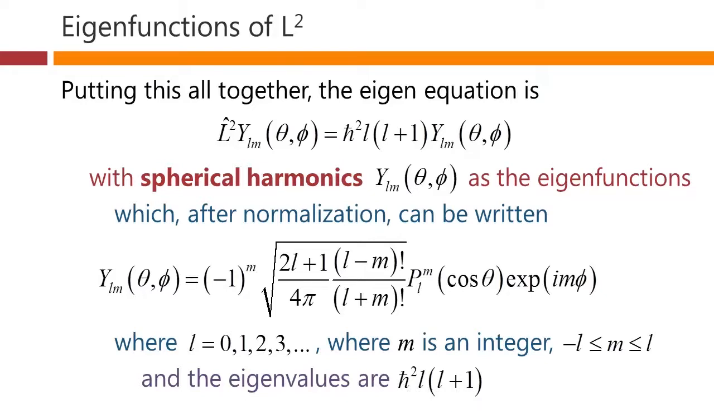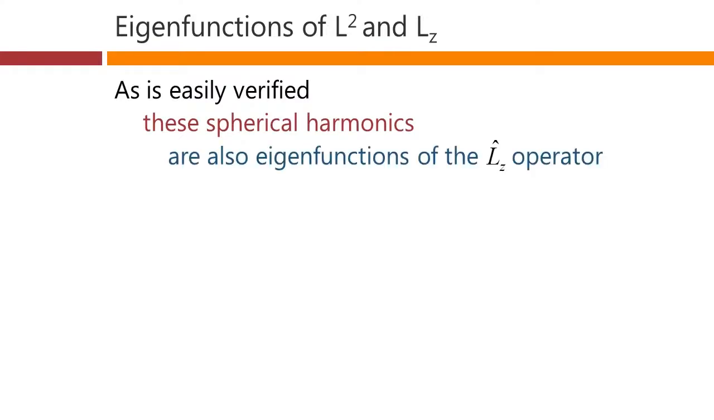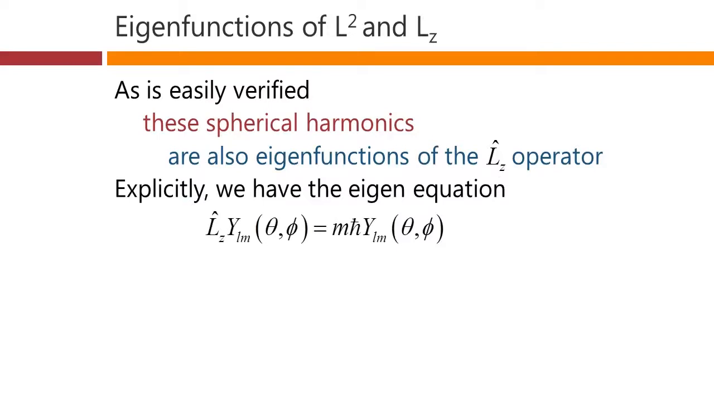So we've solved this L squared equation here for its eigenfunctions. They are, within some constants, the associated Legendre functions of the cosine of theta times the exponential of i m times phi. As is easily checked now, these spherical harmonics are also eigenfunctions of the LZ operator. Explicitly, if we take the LZ operator and operate on the spherical harmonics, then we're only really working with the phi part here, and as we figured out before, we've got an e to the i m phi in this function, and that is indeed one of the eigenfunctions of the LZ operator with m as an integer. And the eigenvalues of LZ, as we found before, are just m h bar, so this works.